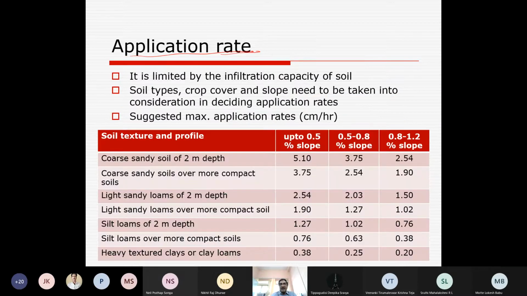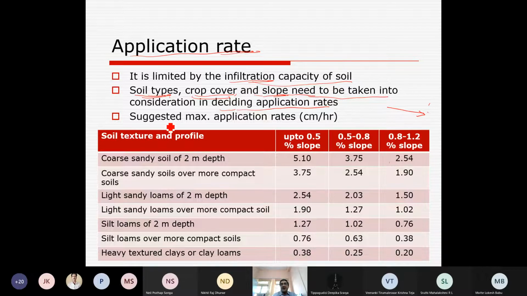In this way, application rate we are taking as a standard first, and then around these values and conditions we are fixing the amount that must be applied per unit time. So application rate is limited by the infiltration capacity of the soil, means if it is more it will generate runoff. Especially infiltration capacity depends on soil type, so soil is an important aspect. Crop cover is again an important aspect. Slope needs to be taken into consideration in deciding application rate. If we are not taking care of these, soil, crop and slope of the field, there will be unnecessary loss of water, maybe through runoff from the field.